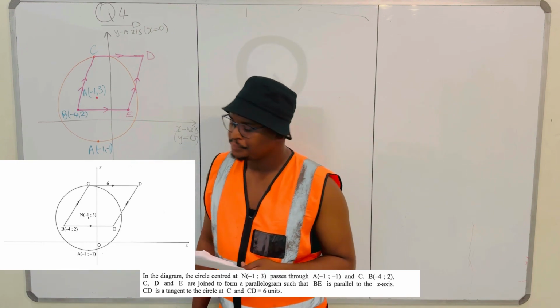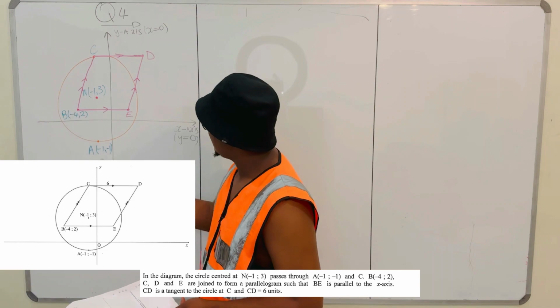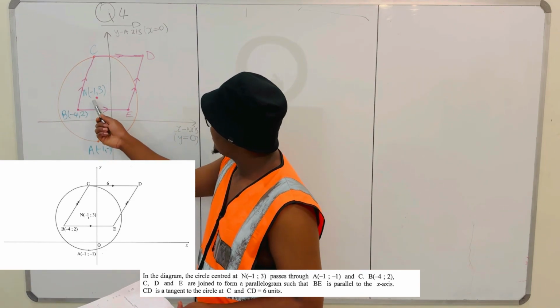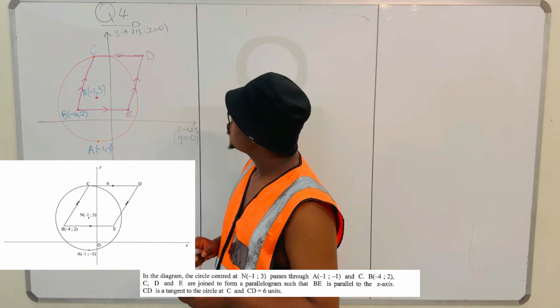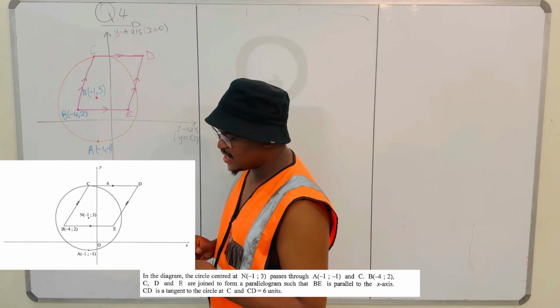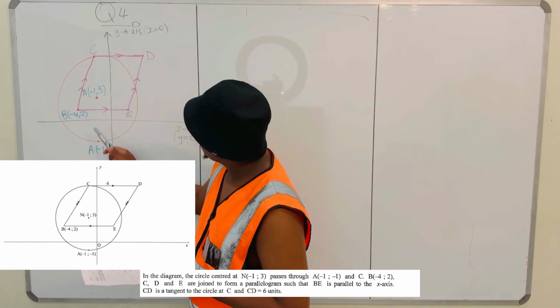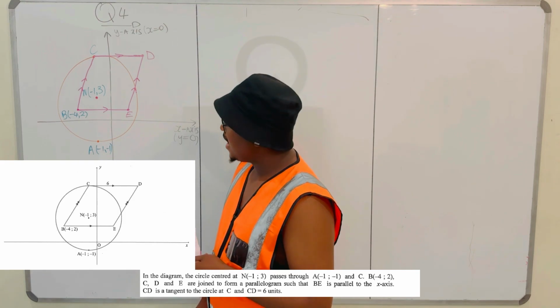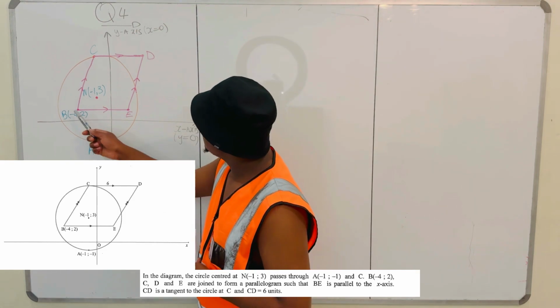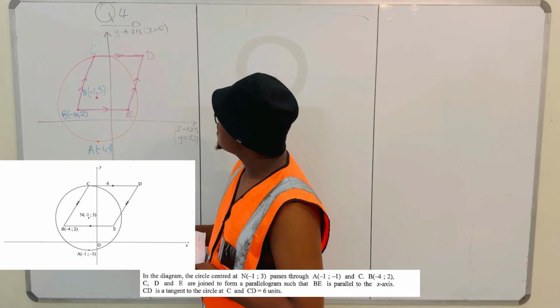No problem. So, here is the situation. We have this circle here, the orange part, and this center N, which is that one. They are saying our circle passes through A and C, as you can see there. And then they tell you that B, E, D, and C form a parallelogram.